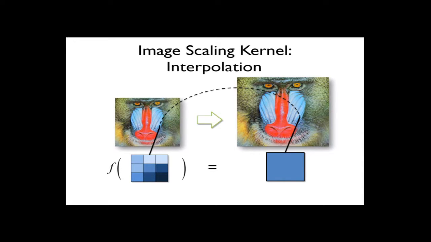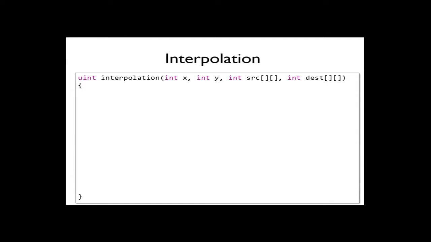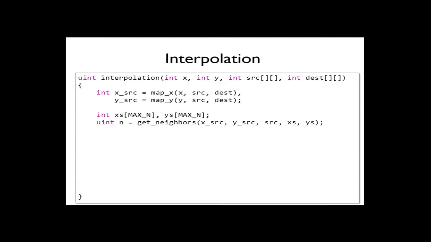Now, one very simple way of implementing this is with the following piece of code, where we have this function interpolation that takes the coordinates x and y of a pixel in my destination image. We then do this map step, mapping it back to a coordinate in my original image. We then get that neighborhood in the original image. Here we return n coordinate pairs in these arrays x's and y's. This comes from our get neighbors function.